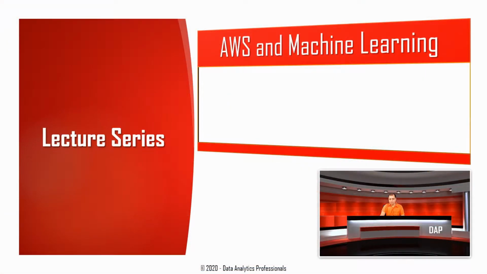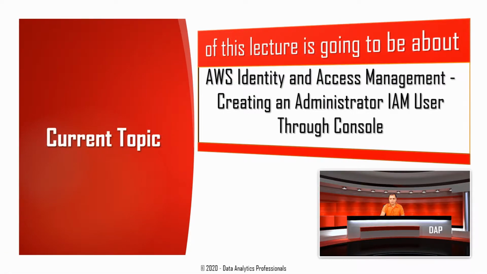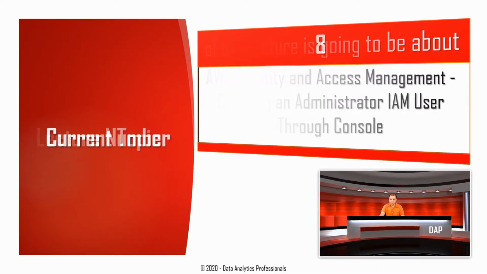This is a lecture series about AWS and machine learning, and the current topic of this lecture is going to be about AWS Identity and Access Management. In this lecture particularly, we are going to check creating an administrator IAM user through console. That's what we are going to perform. This task is extremely important, so please give me some attention.